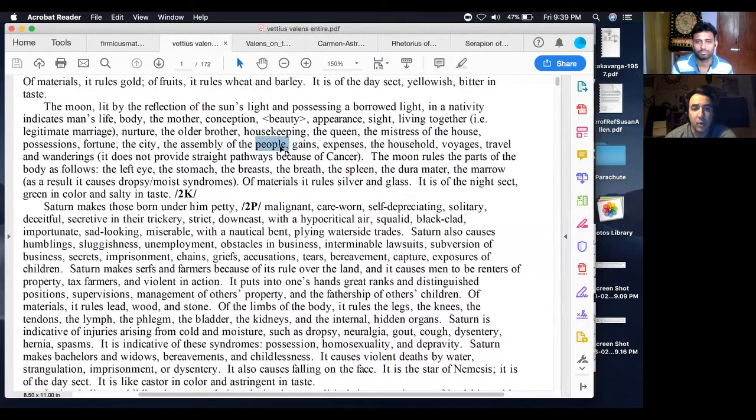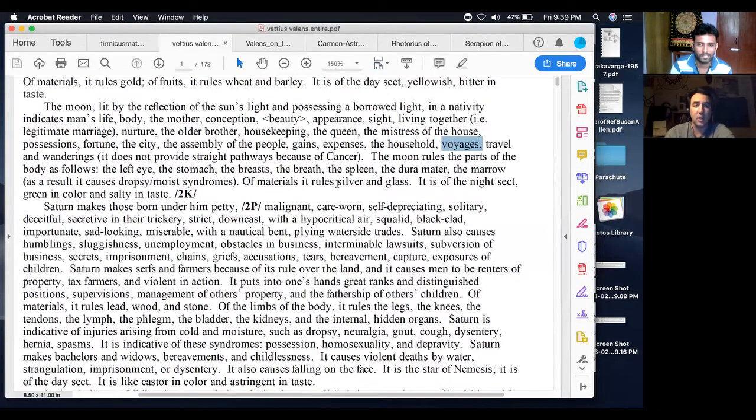Well, we get people, which is a common one, that the moon rules the common people, especially in political astrology. But gains and expenses, right? This is the waxing, gaining things, gaining in light, and waning of the moon, receding in light, and so on, losing light. So that's very simple. And again, that's just associating the moon to the world of experience and form and ups and downs and so on. The household, yes, that's where we feel safe and so on.